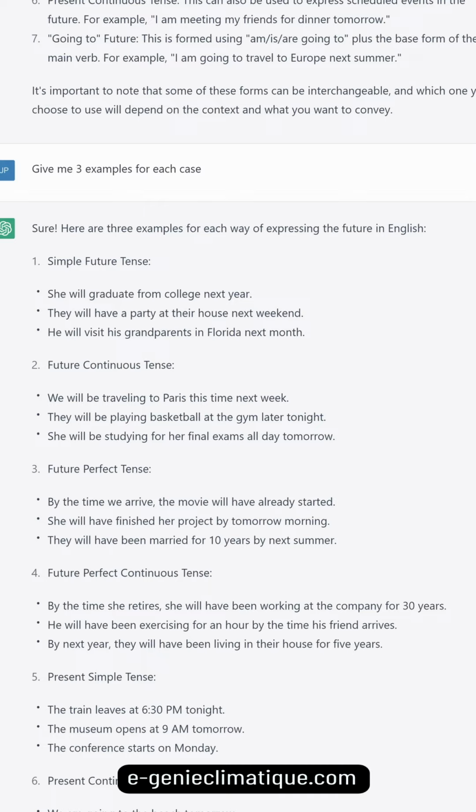Future perfect tense. By the time we arrive, the movie will have already started. She will have finished her project by tomorrow morning. They will have been married for 10 years by next summer.